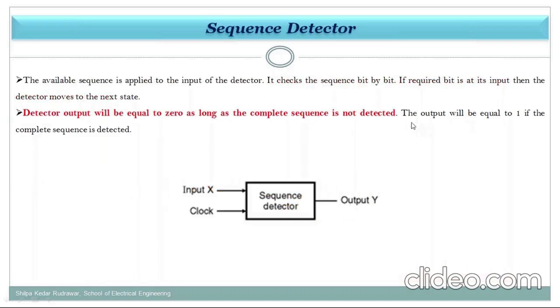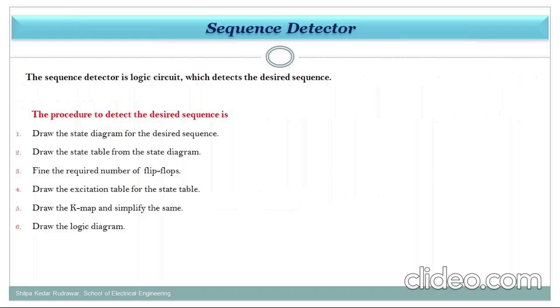Here it is mentioned the output will be equal to 1 if the whole or complete sequence is detected. And before that, what will be the output? If the sequence is not detected, for each and every string of bits of 0 or 1 of the input, the output will be 0. So that way you need to move. Now how to design a sequence detector? The steps for designing a sequence detector are the same as we have studied previously.